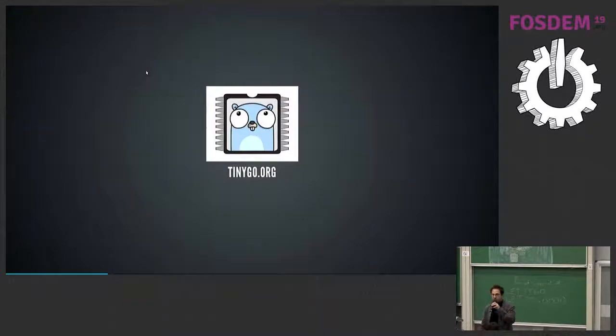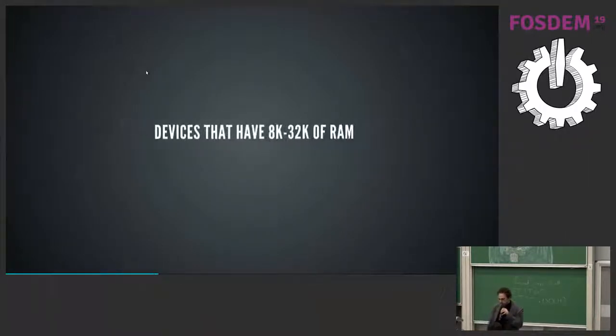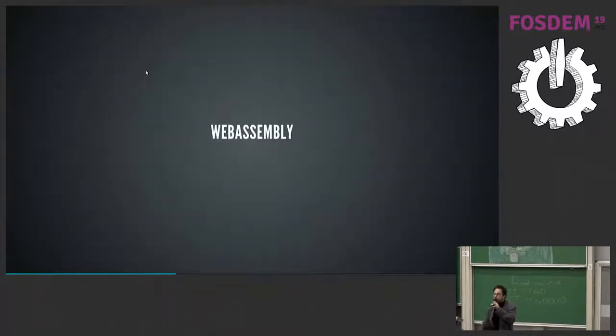But today I'm here to talk about a really cool new project that I've been collaborating on with my colleague called TinyGo. It's Go for small places, really small. We mean microcontrollers, in other words, devices that have between 8K and 32K of RAM. I did not say megabytes, I said K, 1,000. Small, right? Or WebAssembly, but we'll get to that at some future time.